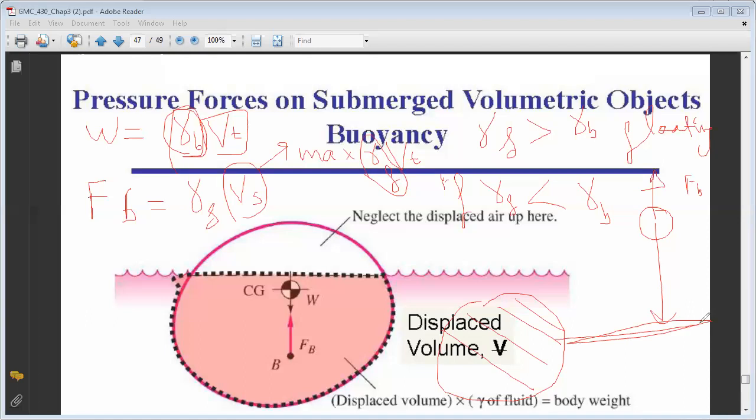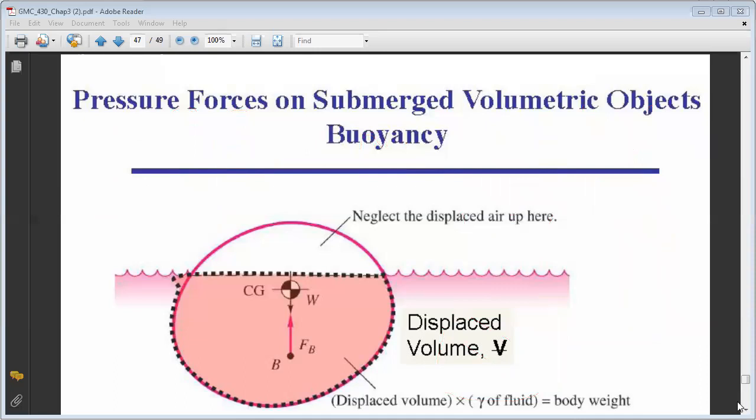And the third possible case is that if exactly gamma fluid equals gamma body, in this case, if we just put the body somewhere within the fluid, it will remain at its place because the buoyancy force and the weight will just cancel out. Okay? So these are the main three possibilities that we have.